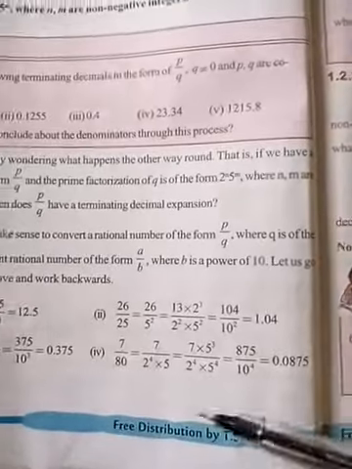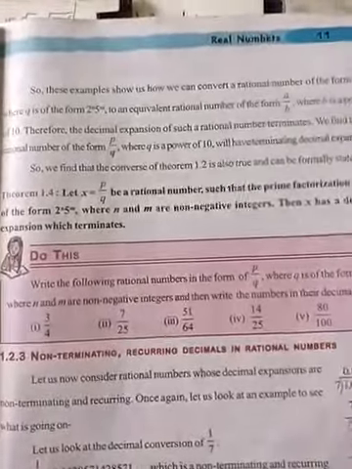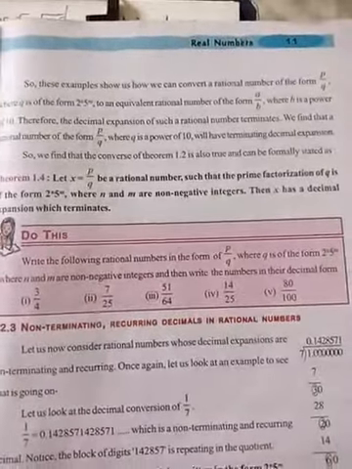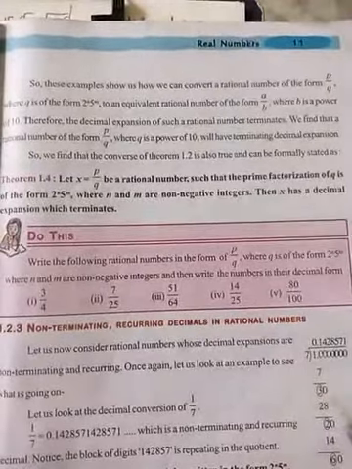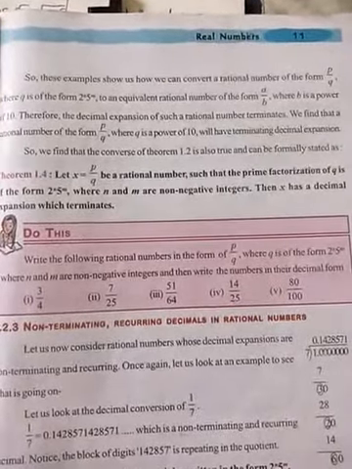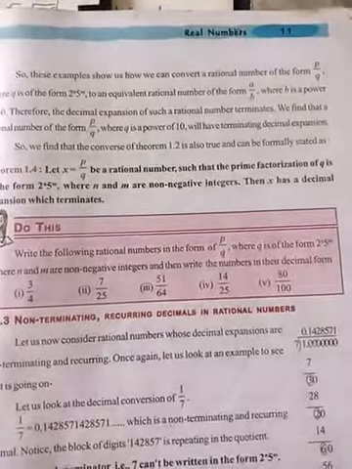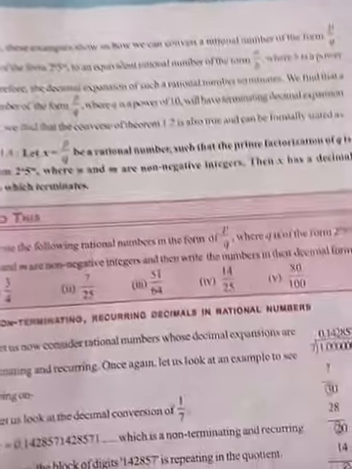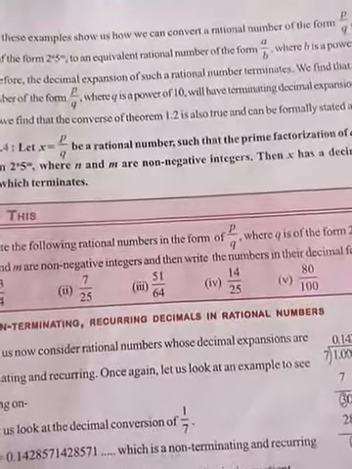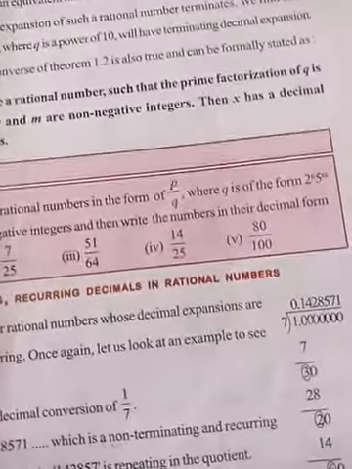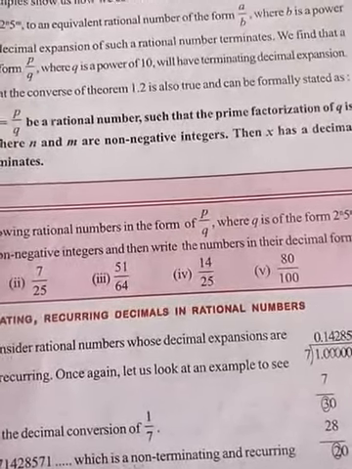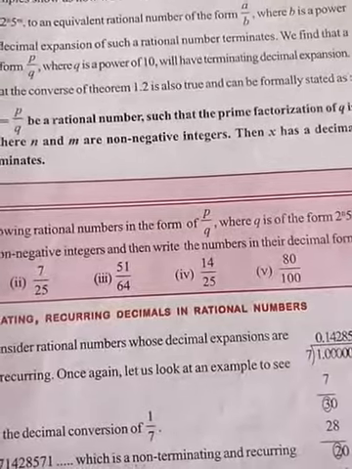Next, based on this, you may write one more theorem. Let x equal p by q be a rational number such that the prime factorization of q is of the form 2 power n into 5 power m, where n and m are non-negative integers. Then x has a decimal expansion which terminates. It is the converse of Theorem 1.3, the previous theorem. In the previous theorem, if x is a terminating decimal, then the denominator is in the form of 2 power n into 5 power m.